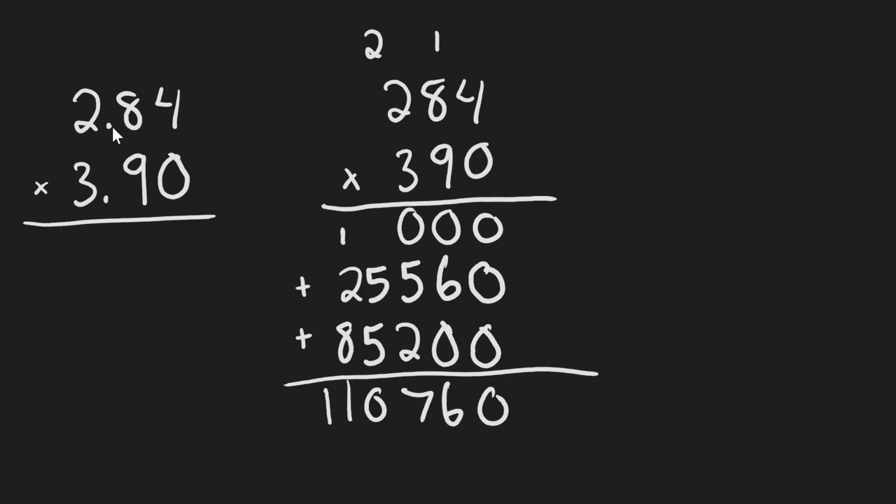We have to deal with this decimal place. We need to figure out where to put the decimal somewhere in this number. Now, how do we figure that out? Well, we count how many numbers total are to the right of our decimal places. And we have an 8 that's to the right of a decimal, and the 4 that's to the right of the decimal, so that's 2 numbers. And then we also have a 9 and a 0. So altogether, that's 1, 2, 3, 4 numbers to the right of our decimals.